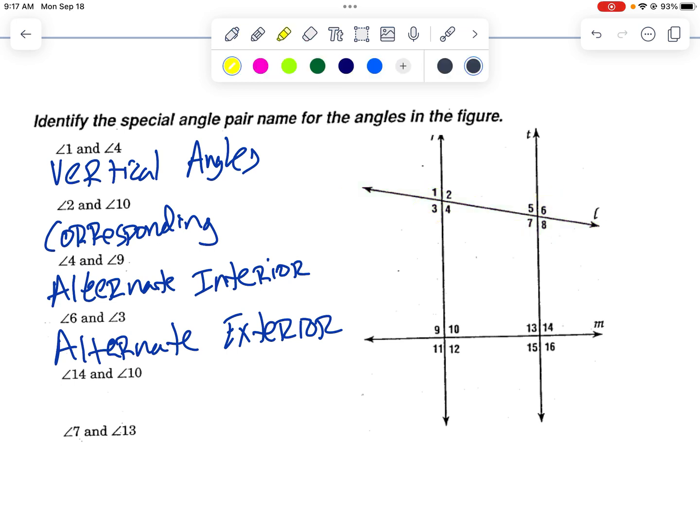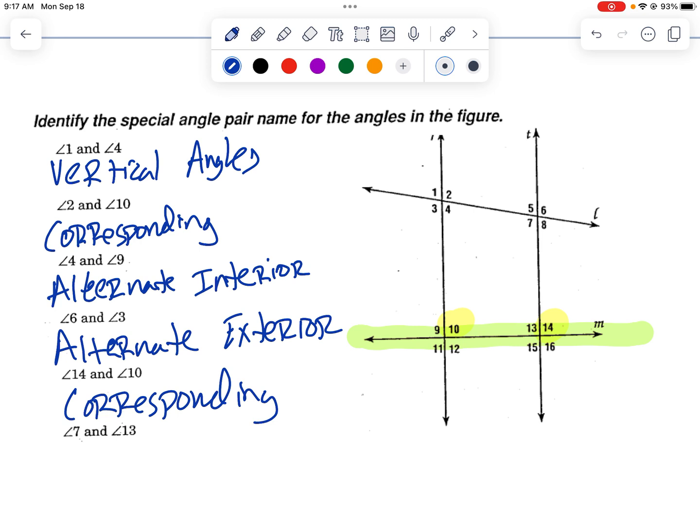Okay. Next pair of angles, I have 14 and 10. So what is the line that touches them both? It's M. 14 and 10 are neither interior or exterior, so they're corresponding. Lastly, we got 13 and 7. So a line that touches both is that pink line there, T. All right, interior or exterior? Interior. Alternate or consecutive? Consecutive.